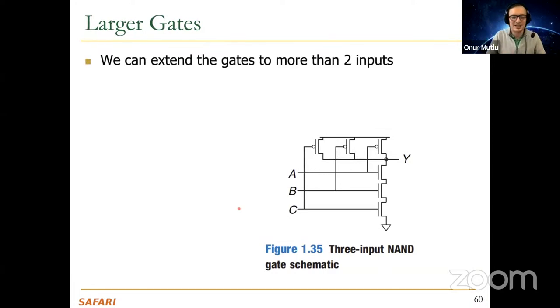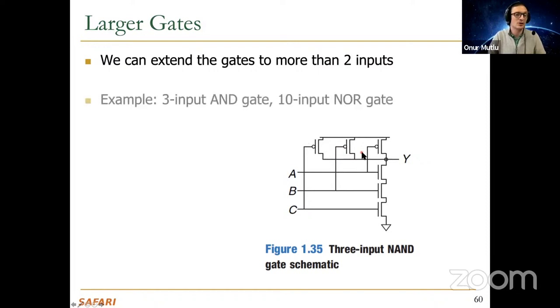Well, this is an example of a larger gate. This is a three-input NAND gate schematic from your book. And you can imagine how we extend it, right? Basically, a two-input NAND gate has two NMOS transistors in series over here. Now we have three. And instead of having two PMOS transistors in parallel, now we have three over here.